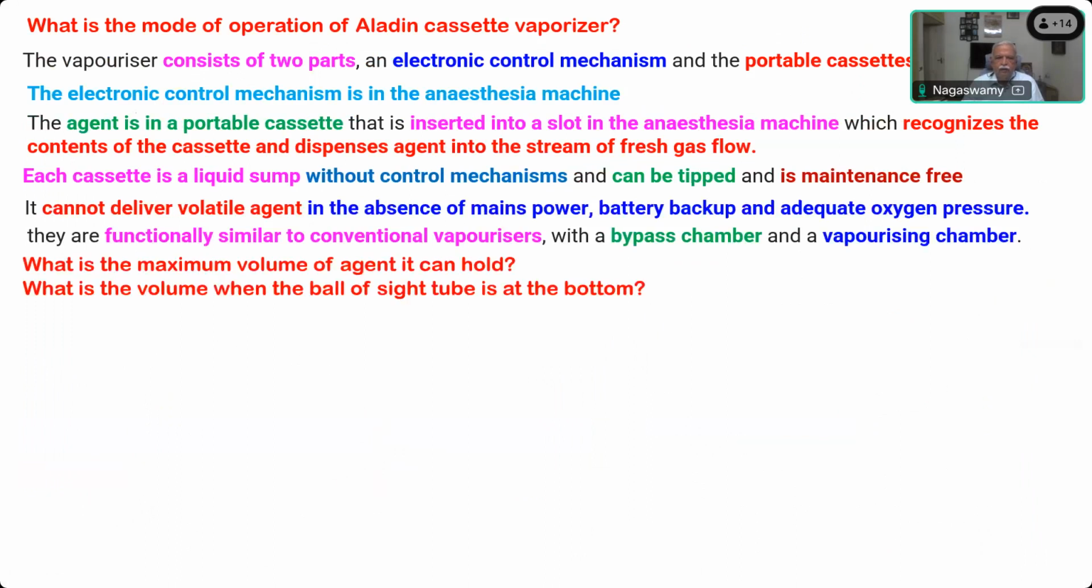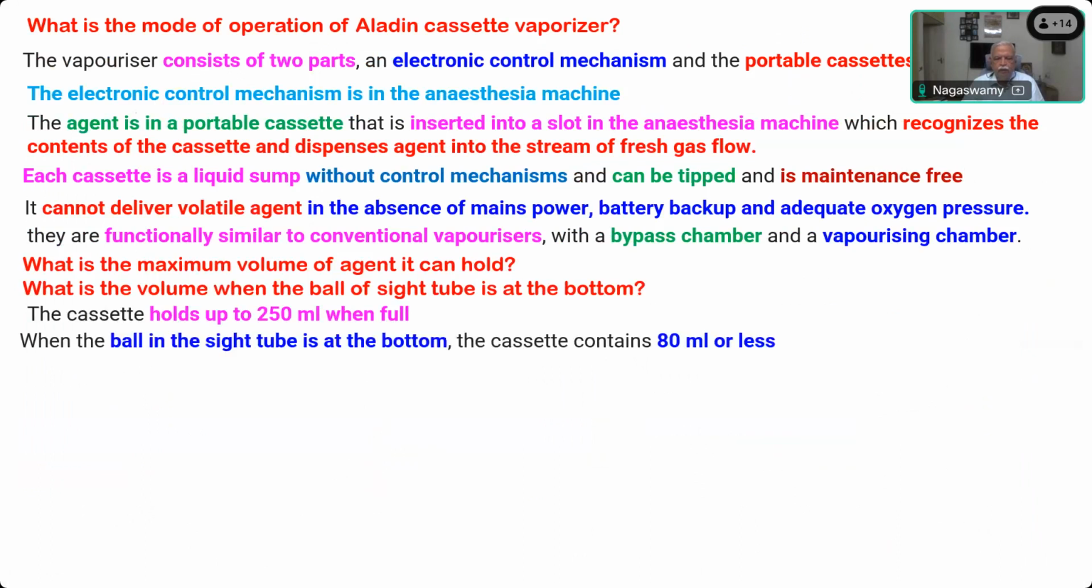So what is the maximum volume of agent that it can hold? That is the Aladdin cassette vaporizer. What is the volume when the ball of the side tube is at the bottom? So for those who have not seen, it holds up to 250 ml when it is fully filled. And when the ball at the sighting tube is seen, it is about 80 ml or less.